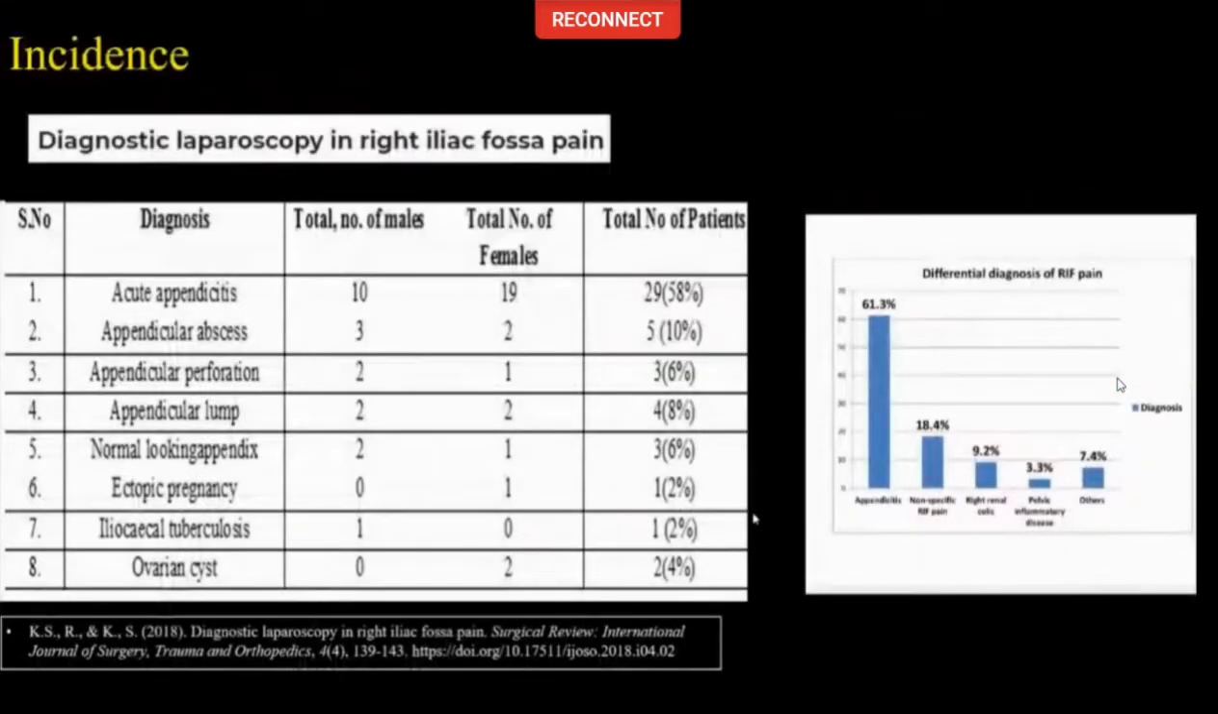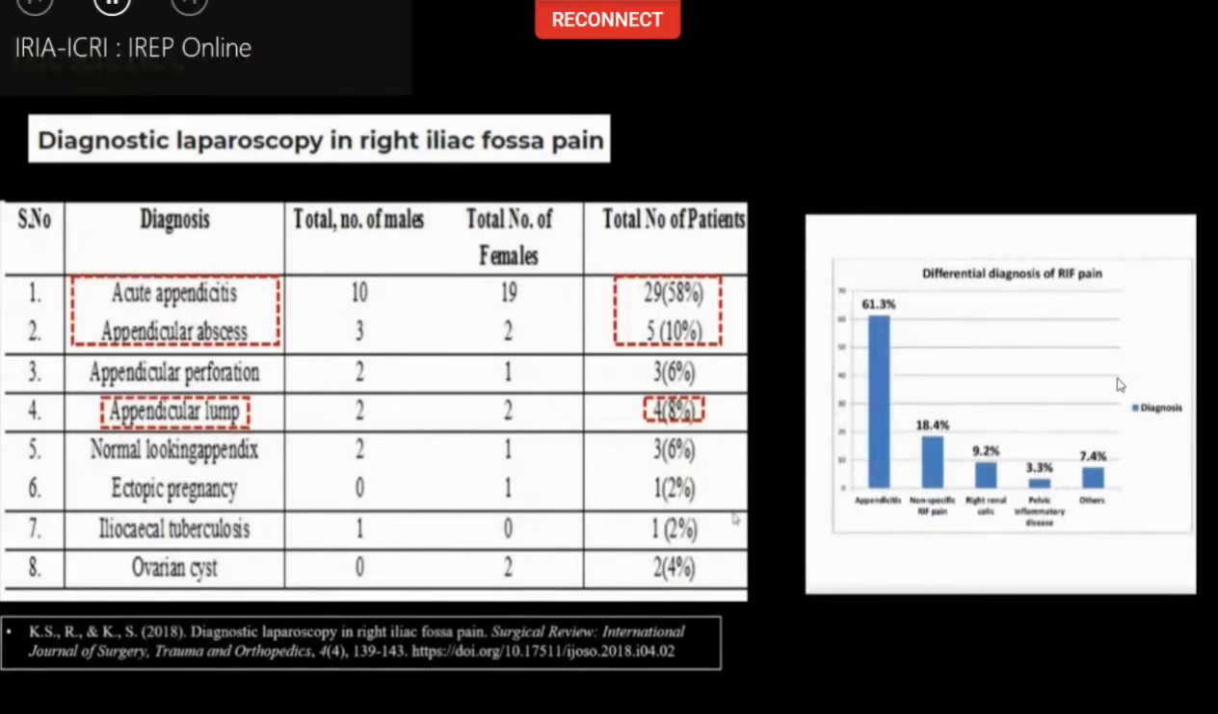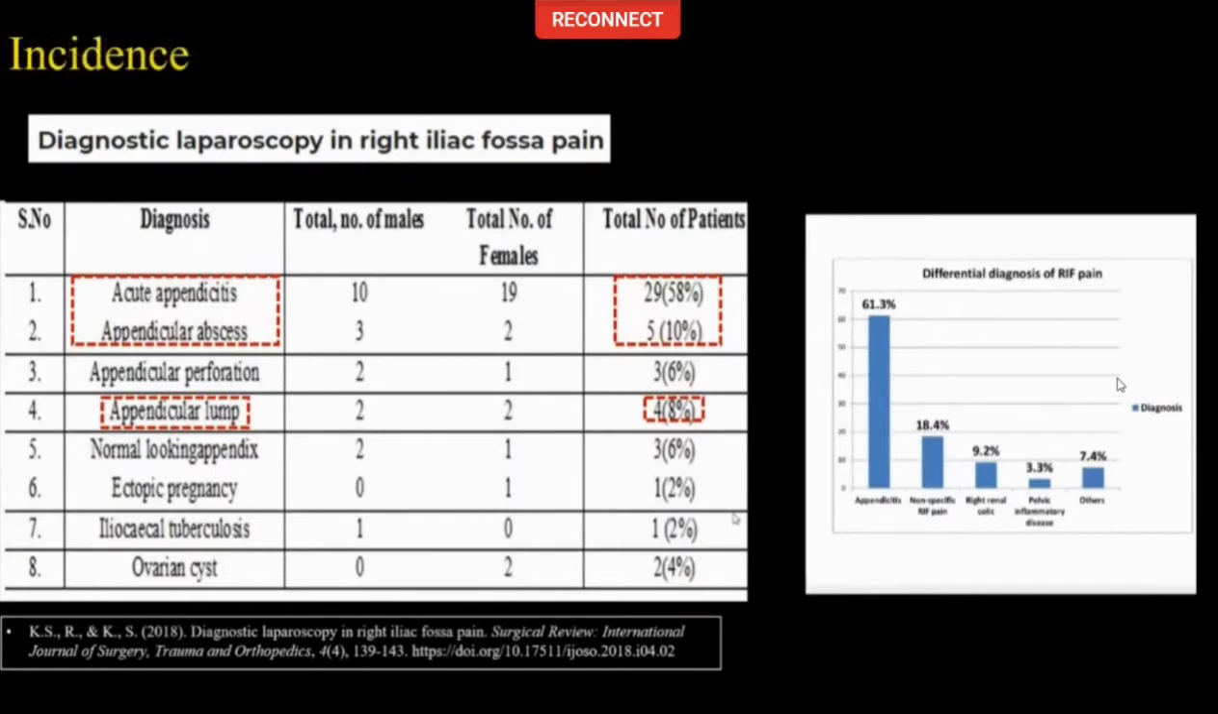So going to the diagnostic laparoscopy in right iliac fossa, according to the Surgical Review International Journal, they have also always targeted right iliac fossa pain as acute appendicitis, appendicular abscess, and appendicular lump. But we need to know that this will comprise only 60% of pathologies. The remaining 40% we cannot neglect. And that is the reason that we need to also pay attention to things other than the appendix.